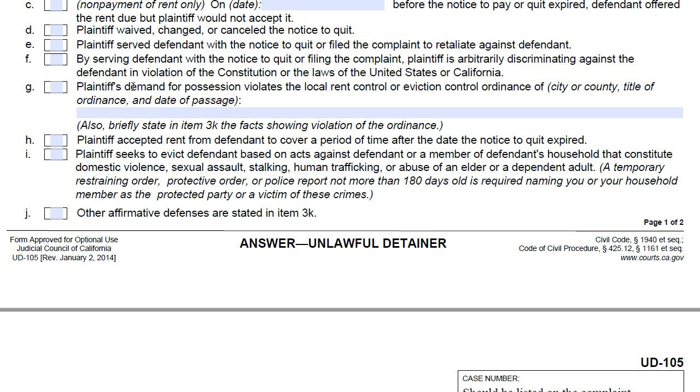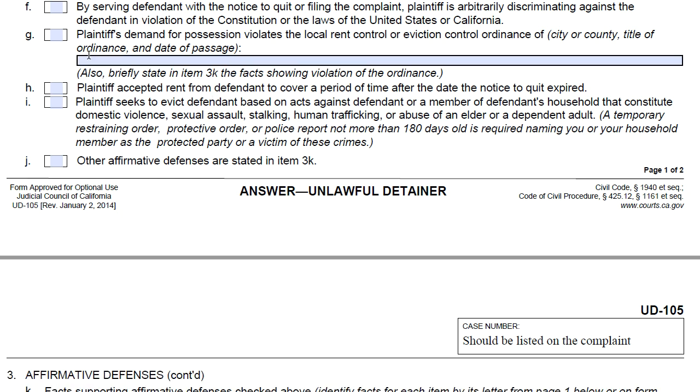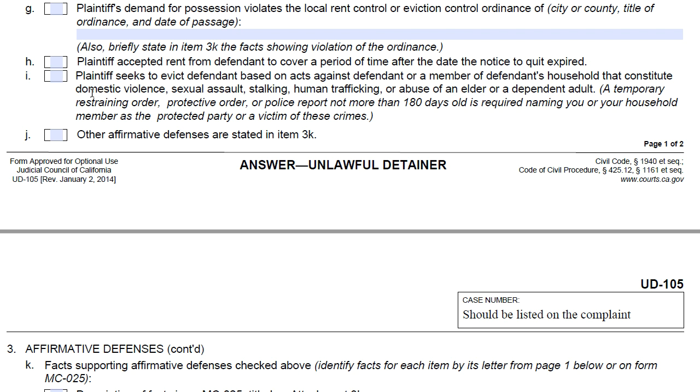G, the landlord's demand violates local rent control. So in Siskiyou County, this is not going to apply. If you are being evicted in a bigger city, then this might be something for you to look into, whether there is any housing or local rent control in your area. That doesn't apply here in Siskiyou.